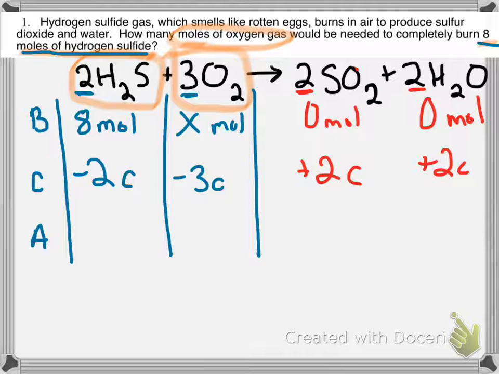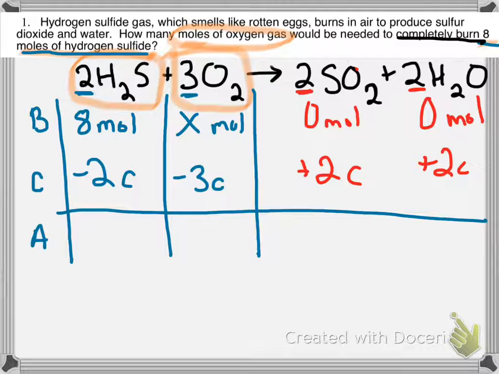So now I need to be concerned about my after. This is like a simple mathematical equation that we have created. 8 minus 2C equals something. X minus 3C equals something. Well, if it says completely burn 8 moles of hydrogen sulfide, I'm going to end up with 0 moles of hydrogen sulfide at the end. And I want to end up with 0 moles of oxygen gas as well because I just need the minimum number of moles of oxygen gas that would completely burn my hydrogen sulfide.